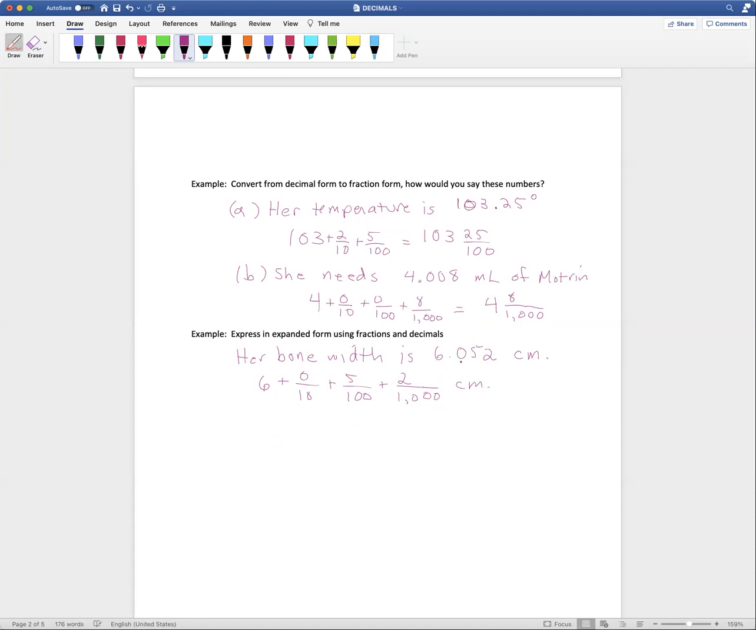So that bone width of 6.052 centimeters is the same thing as saying 6 full centimeters, 0/10, 5/100, right? Tenths, hundredths, and 2 thousandths. So in expanded form, this is the same thing as saying 6 plus 0.0 plus 0.05 plus 0.002 centimeters. Let's end with one more example.